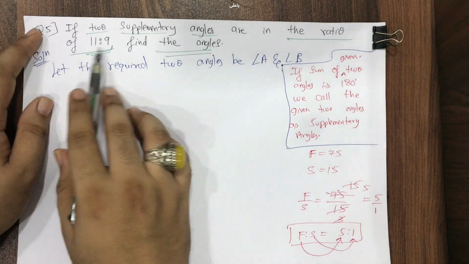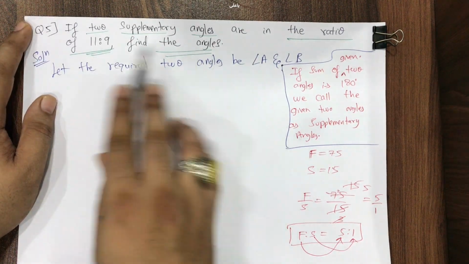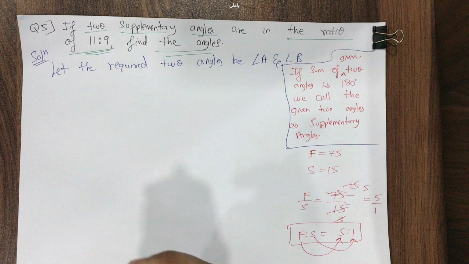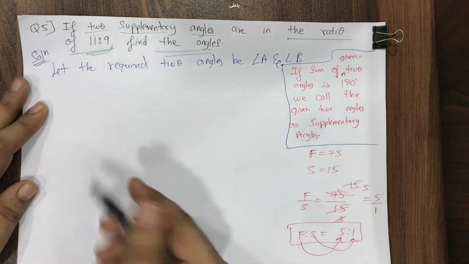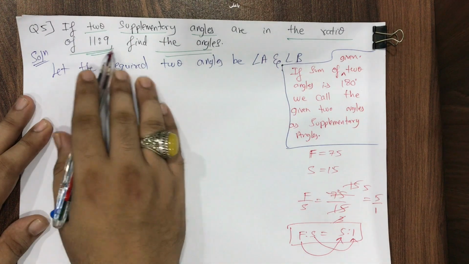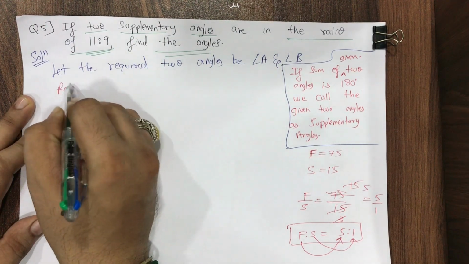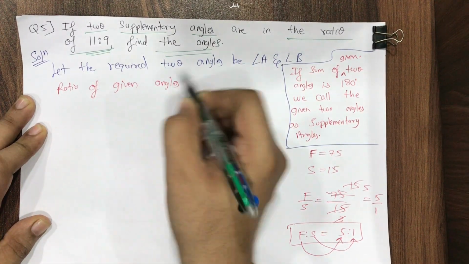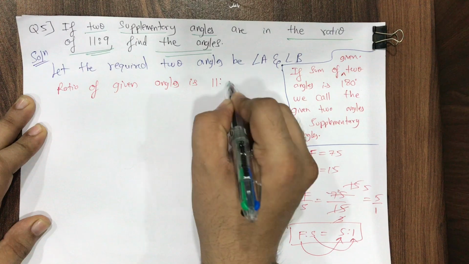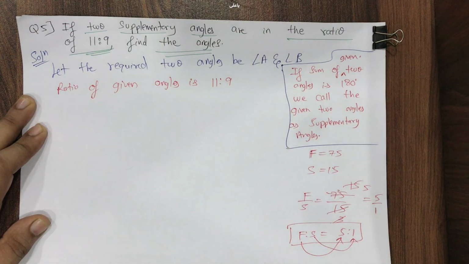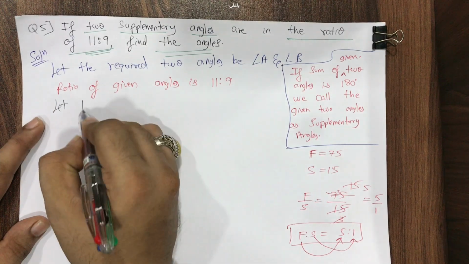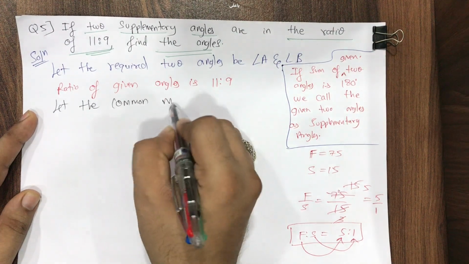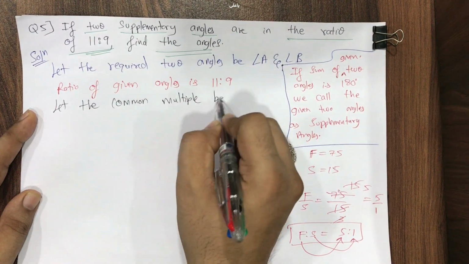So 11 and 9 cannot be said as angle A's value is 11 and angle B's value is 9. No. Whenever we have ratios, we say let the common multiple be x. See, I am writing over here. If the two supplementary angles are in the ratio 11:9, so the ratio of the given angles is 11:9. Let the common multiple be x.